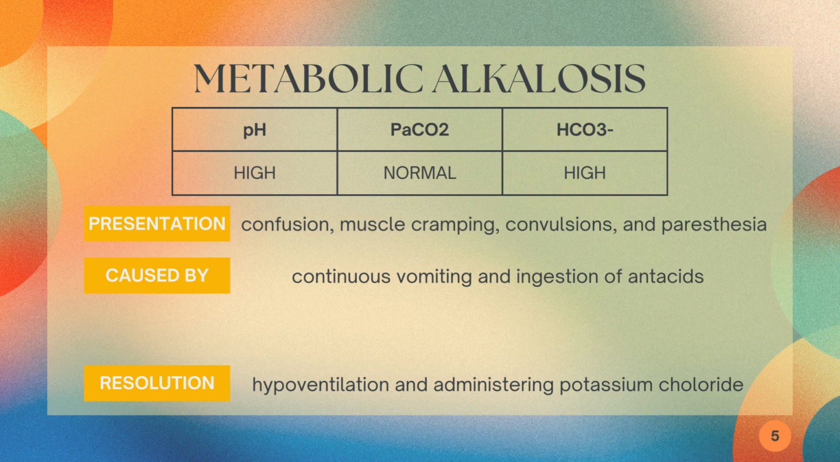Lastly, metabolic alkalosis is a condition that occurs when there's an increase in bicarbonate accumulation or an abnormal loss of acids. As a result, the pH rises above 7.45, so the pH is high, the bicarbonate is also high, and you have a normal CO2. It presents with confusion, muscle cramping, convulsions, and paresthesia. It is caused by continuous vomiting or ingestion of antacids. In the resolution, either you will see compensated hypoventilation or you will have to administer potassium chloride.